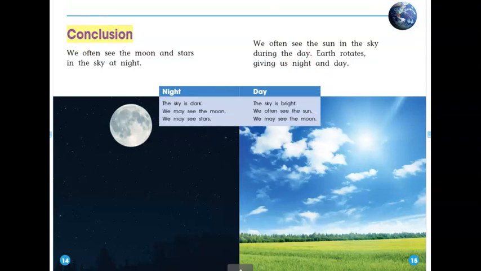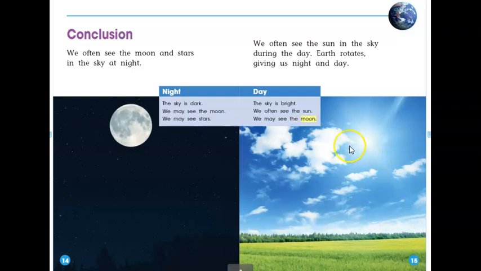Conclusion. We often see the moon and stars in the sky at night. We often see the sun in the sky during the day. Earth rotates, giving us night and day. Night. The sky is dark. We may see the moon. We may see stars. Day. The sky is bright. We often see the sun. We may see the moon.